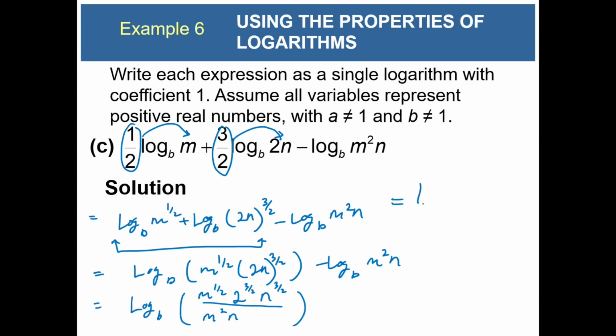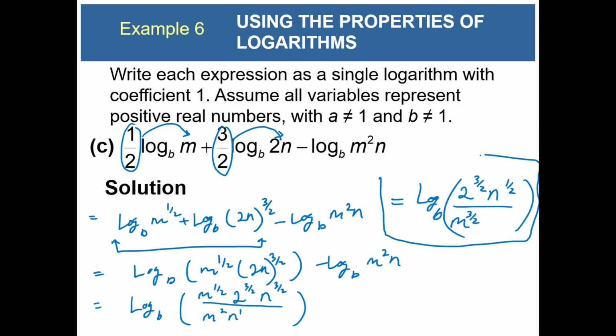This is equal to log base b of, and then we'll have to simplify the argument. We have m to the 1/2 over m squared, and so that simplifies to m to the 3 over 2 in the denominator, and I did that by subtracting 1/2 from 2. We have 2 raised to the 3 over 2 in the numerator, and we have n over n to the 3 over 2, and that simplifies as n to the 1/2 after we subtract the exponents here. And this is our solution to part C.